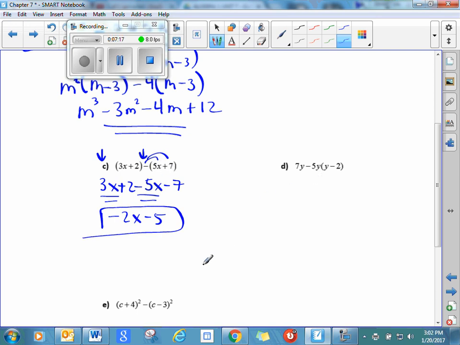So these problems, D and E, have some of both. They've got distribution and multiplication, but they've also got subtraction. So that's what you want to look at and be careful for as you're doing these problems.